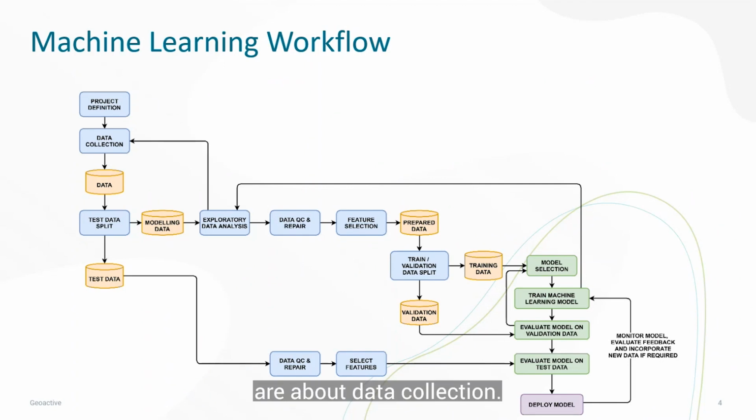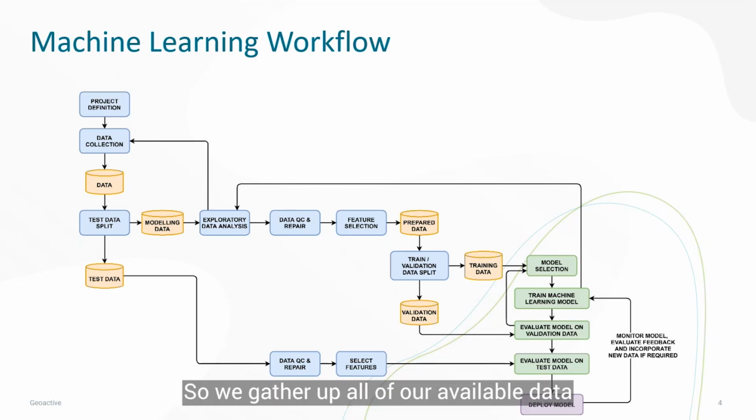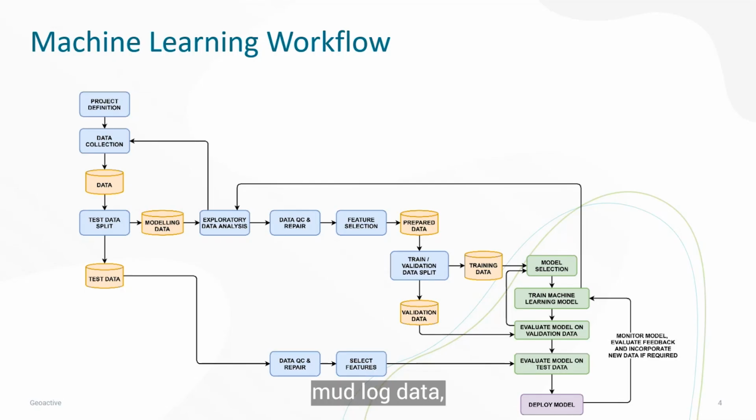And those next stages are about data collection. So we gather up all of our available data, and that can include well logs, core measurements, gas data, mud log data, anything that's related to the well and what we're trying to do. So when we've got that data, what we tend to do is split it out. And we split it out into our testing data. And that data is set aside so that we can validate how well our model is performing. And then we can see how well our model generalizes to new data.